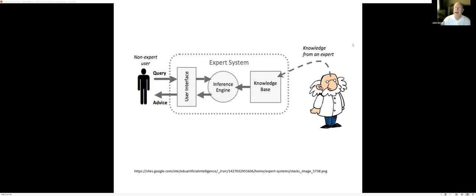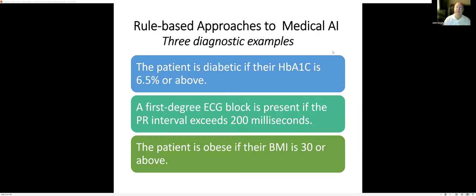One of the first ones that I had a chance to play with 30, 40 years ago was to develop a knowledge base from an expert, the expert being a doctor working in conjunction with a textbook, and you develop an inference engine and then a user interface. So some examples: the patient is diabetic if their hemoglobin A1C is 6.5 or above, that's a definition from the American Diabetes Society. First degree electrocardiogram block is present if the PR interval of the electrocardiogram exceeds 200 milliseconds. So you take a look at the electrocardiogram, you measure out the PR interval. If it's more than 200, you have a first degree heart block, and that's a diagnosis.